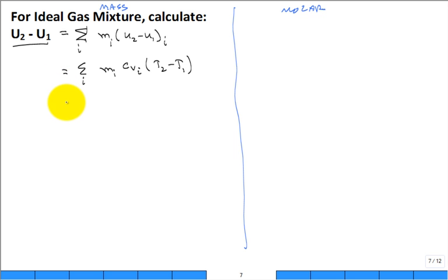Somebody says, I sure would like to use the total mass of the mixture times some CV of the mixture times T2 minus T1.